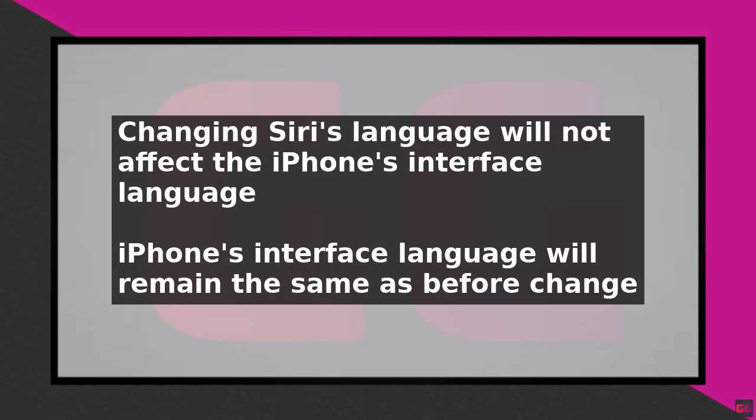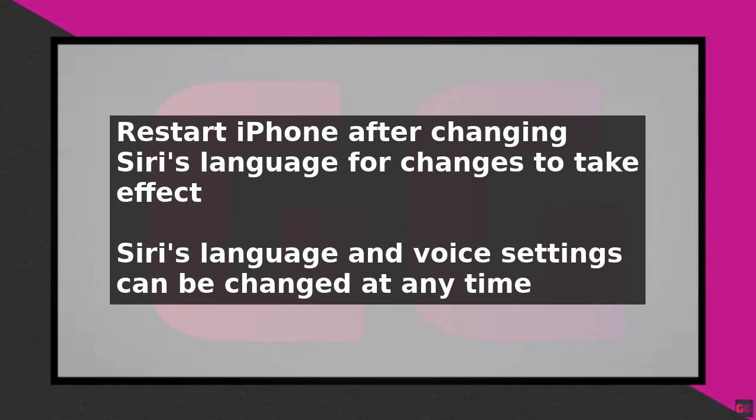Additionally, you can also change Siri's voice and accent to match the language you have selected. To do this, go back to the Siri Settings menu and tap on Siri Voice. In the Siri Voice menu, you can choose from a variety of voices and accents for the language you have selected. For example, if you have selected English as Siri's language, you can choose from American, British, Australian, and other accents. By following these steps, you can easily change Siri's language and personalize your Siri experience to suit your preferences.